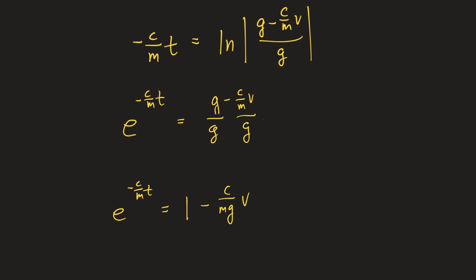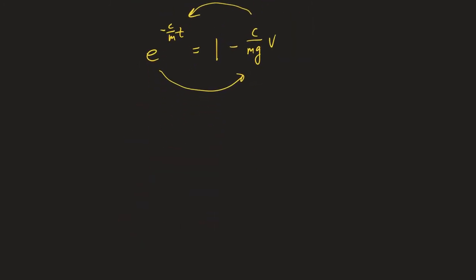I want to isolate v, so I'm going to add it to both sides, and I'm going to move this other term over to the other side. So I'll get c over mg times v equals 1 minus e to the negative c over m times t. Almost done. Still trying to isolate v. So I'll multiply both sides by mg over c.